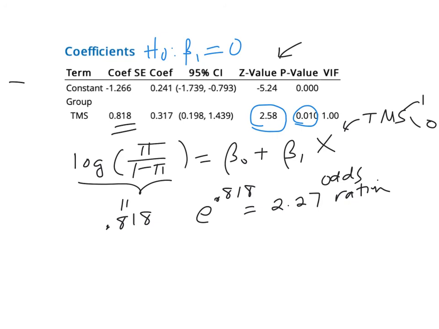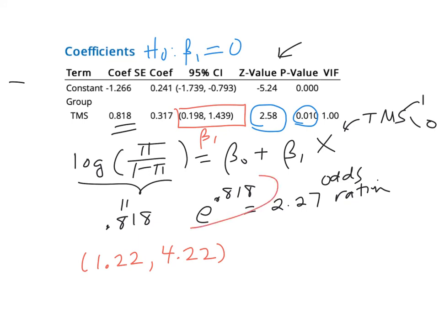Just a couple of other things. From this, we can also do a confidence interval. Remember, these are bounds that estimate beta 1, so if you take e to both sides of it, you end up getting this confidence interval, 1.22, 4.22. I noticed that even though the odds ratio is selected in this version of Minitab, for some reason the output is not giving the odds ratio and the corresponding confidence interval. But it's easy enough to do.